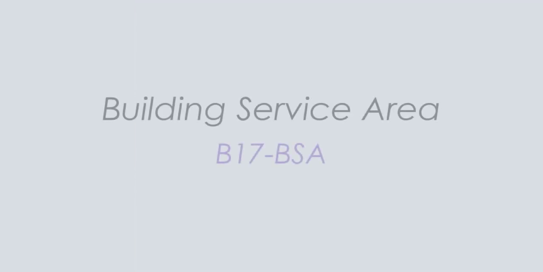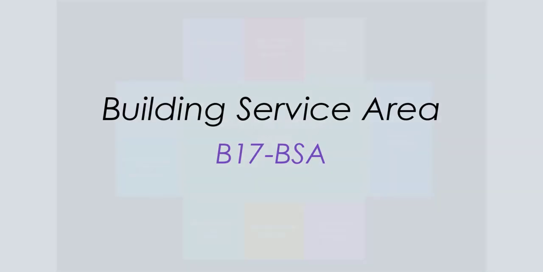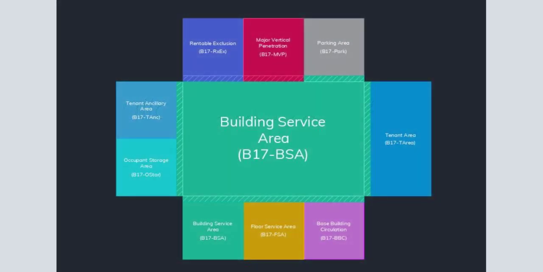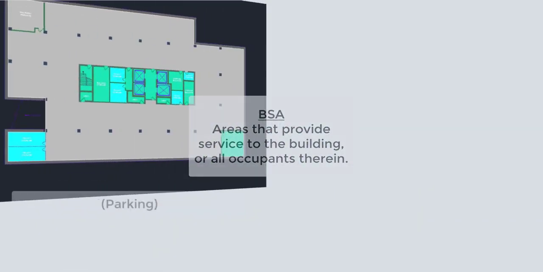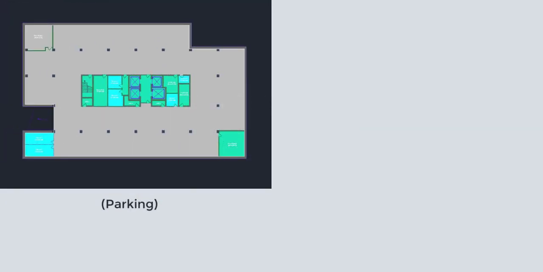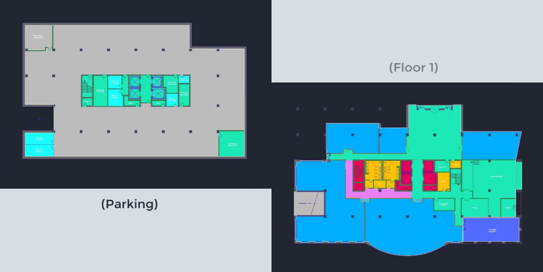Next up, we have Building Service Area, B17-BSA. Building service areas take wall priority over all space classifications except for rentable exclusions and MVPs. And as the name would suggest, these are areas that provide service to the building or to all occupants within a building. BSA tends to occur at basements, parking levels, first floors, and penthouses, but can occasionally be found elsewhere.